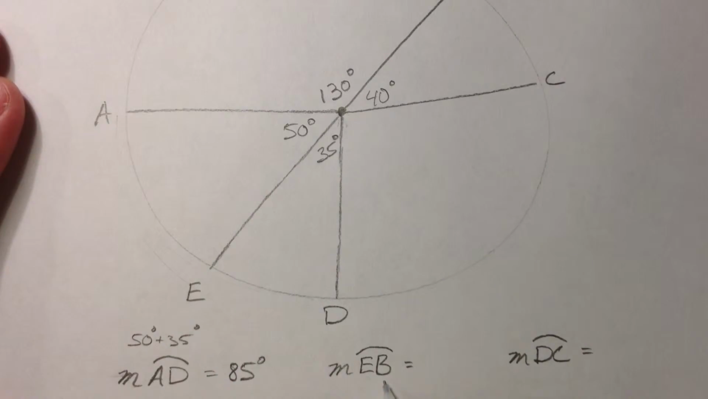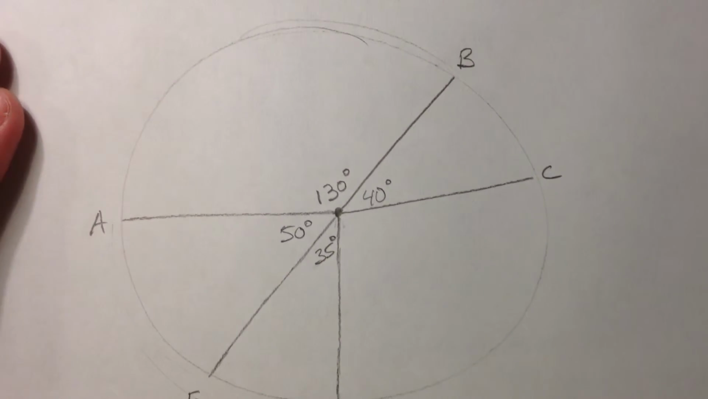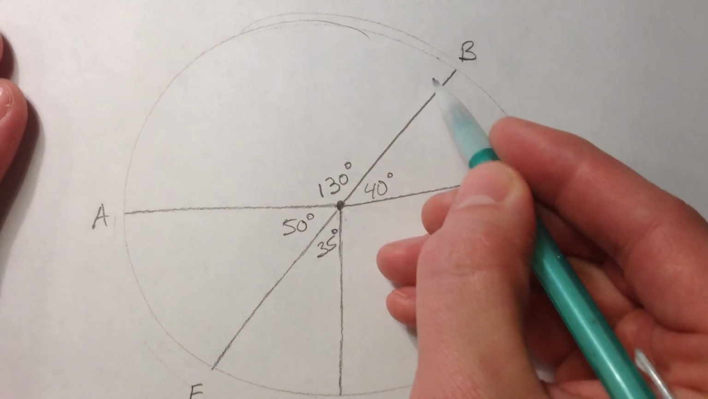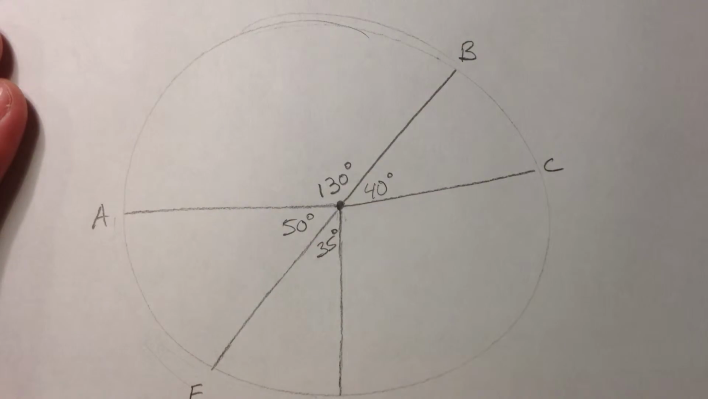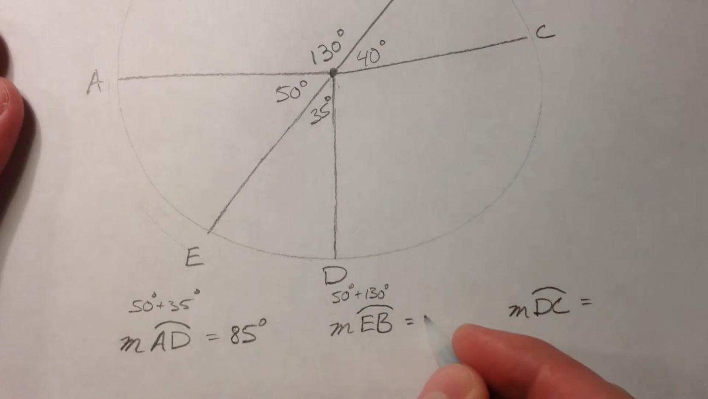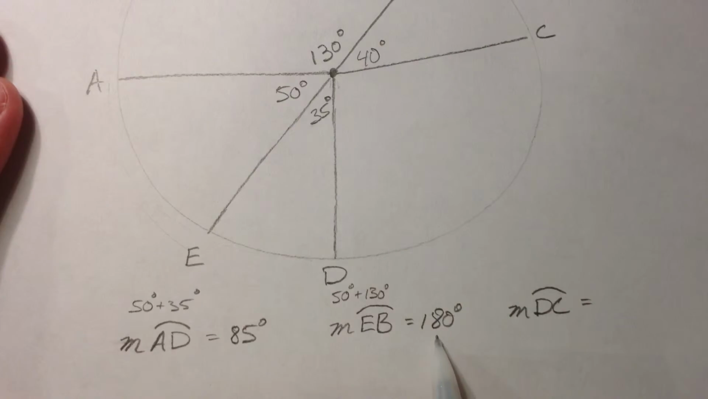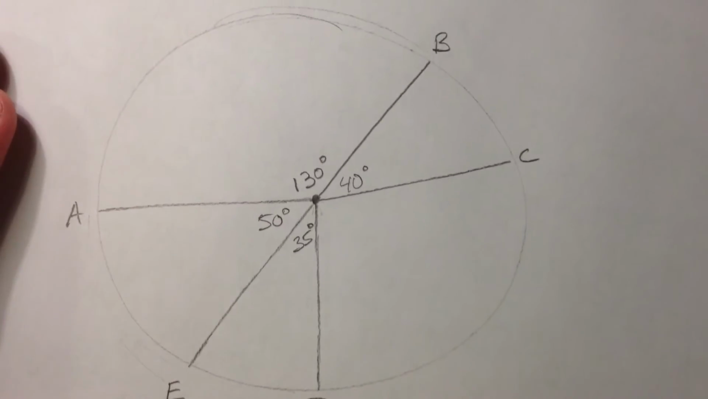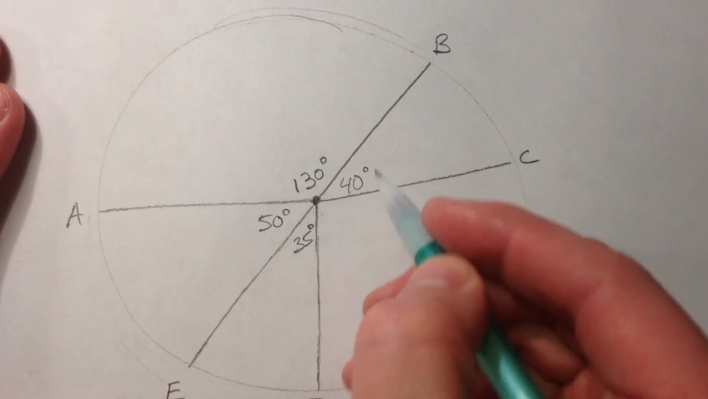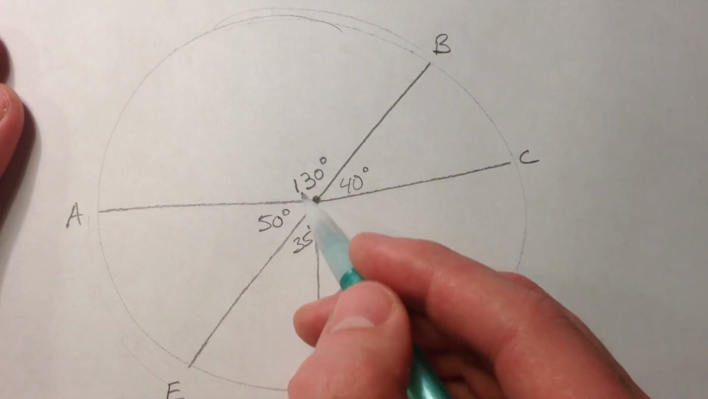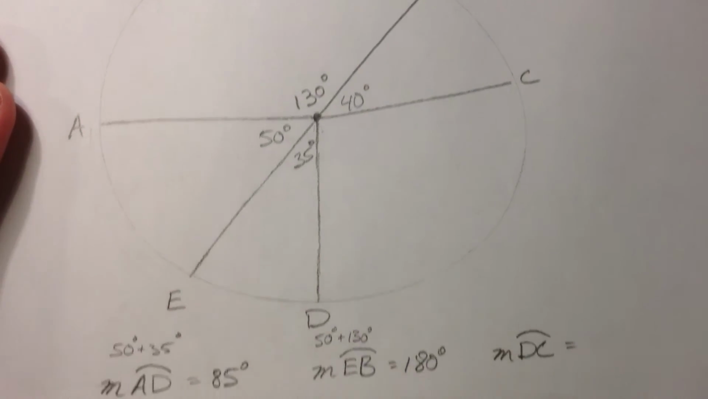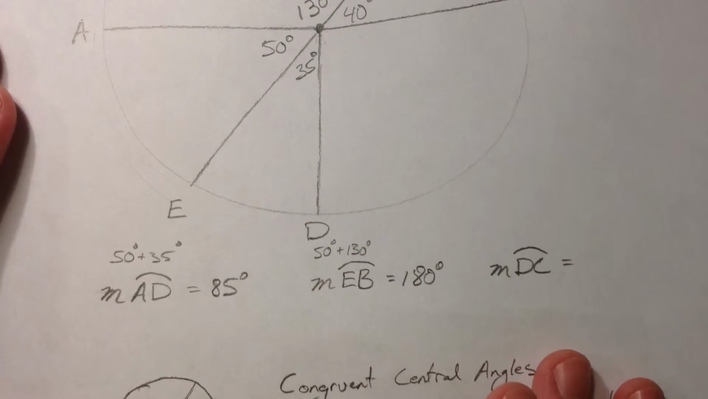Measure of arc EB. Well, EB goes from here all the way to there. Now, this is 50 plus 130. And so that's 180. And so that is a semicircle. Sorry, this was a minor arc. This is a semicircle. And how did I know which way to go around? Well, it ultimately didn't matter because it was a semicircle, but you'd always want to go around the shortest route. And so if you add together those and got 180 or 182, you went the wrong way.